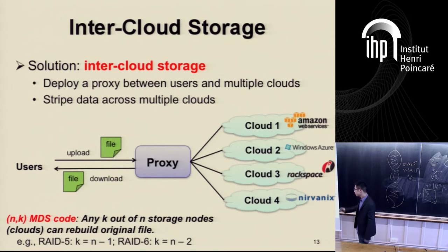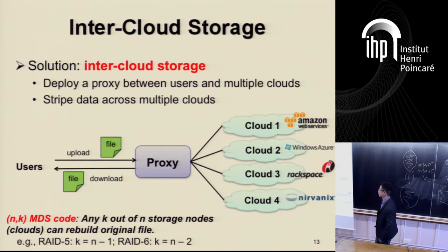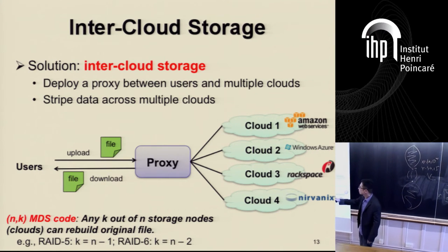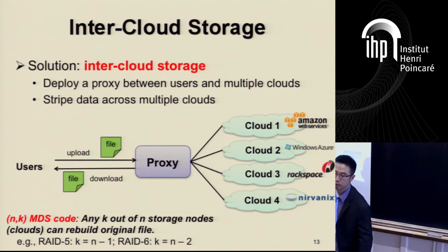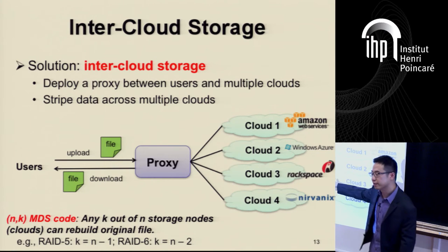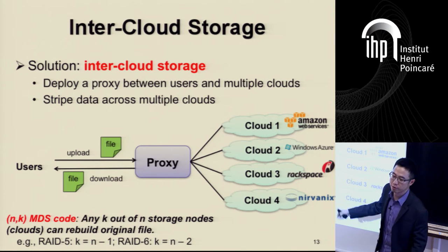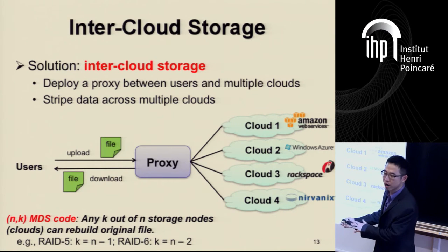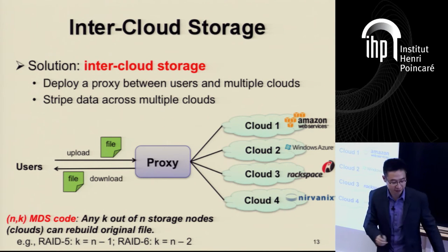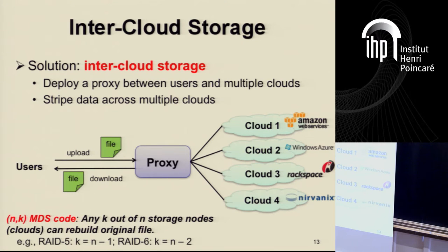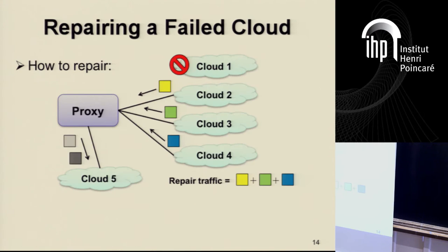Oh, right. It's a single point failure. Right. So it's just the basic topology. So actually, we can use multiple proxies. Just in this simple scenario, we use one proxy to specify the scenario. You're right. Good question. Okay.